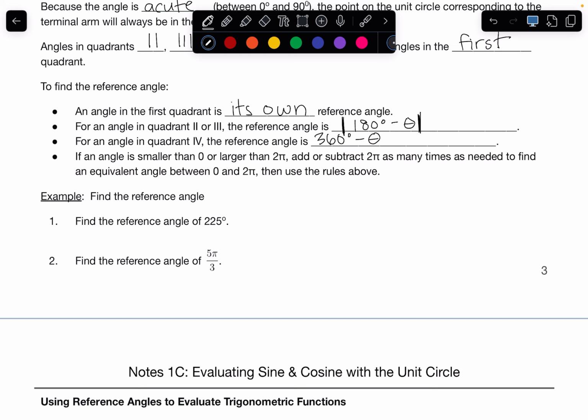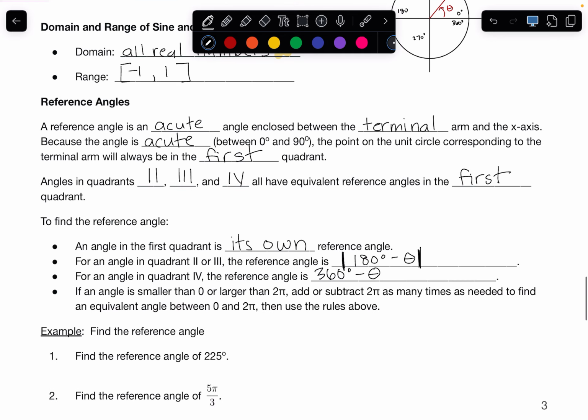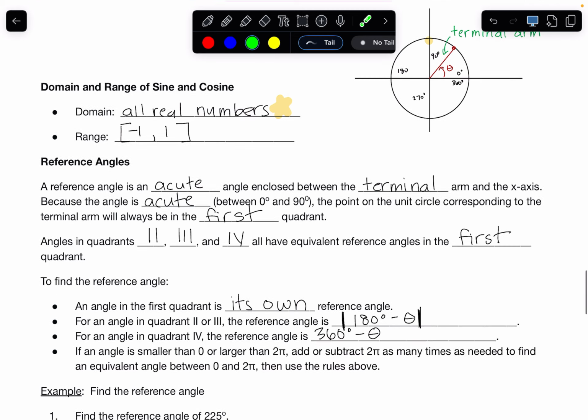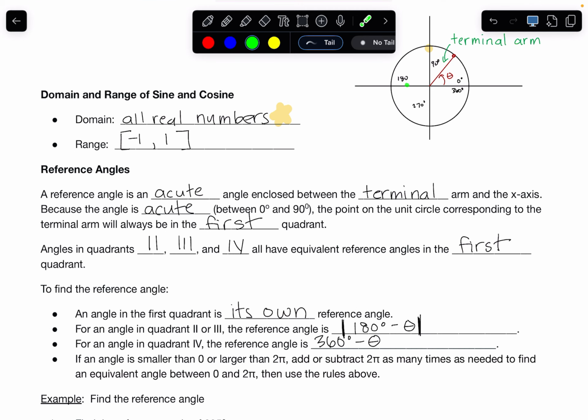225. In order to find the reference angle, I have to ask myself, first, is it bigger than 360? No. And then, which quadrant does it sit in? And Jesus says 3. Can I get a thumbs up if you agree with Jesus? I see lots of thumbs up. Good. If I go back to that unit circle we drew, I know that 225 is between 180 and 270. So it should be in quadrant 3.